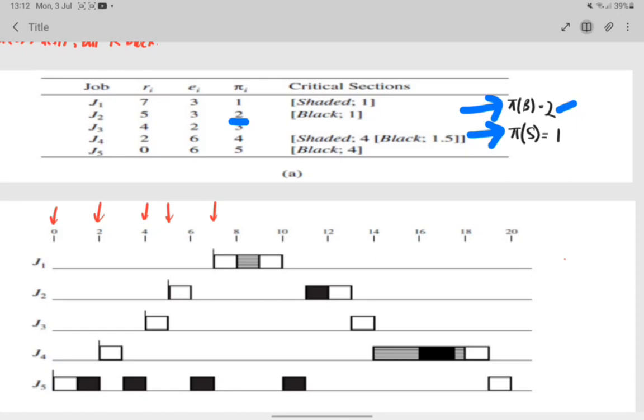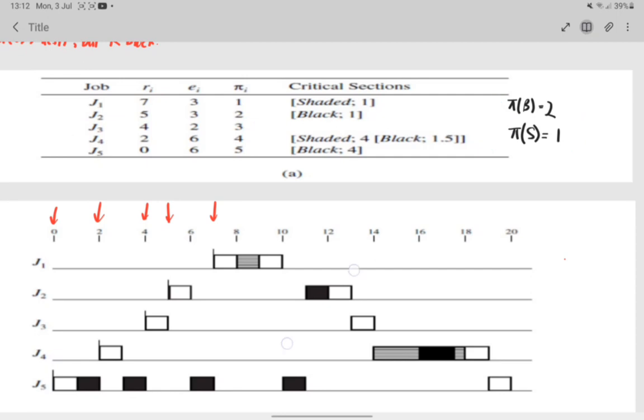Here we can see the shaded resource has a priority ceiling of 1, because although the resource is accessed by job 1 and job 4, the highest priority of the jobs accessing the resource is 1. So the priority ceiling of the resource is 1.